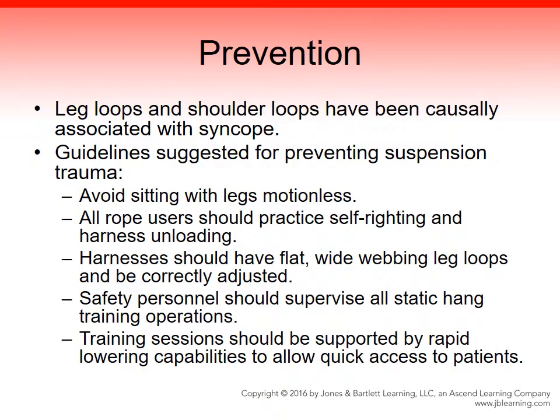Prevention. Leg loops and shoulder loops have been casually associated with syncope. Guidelines suggested for preventing suspension trauma are: avoid sitting with legs motionless. All rope users should practice self-righting and harness unloading. Harnesses should have flat, wide webbing leg loops and be correctly adjusted. Safety personnel should supervise all static hang training operations. Training sessions should be supported by rapid lowering capabilities to allow quick access to the patients.